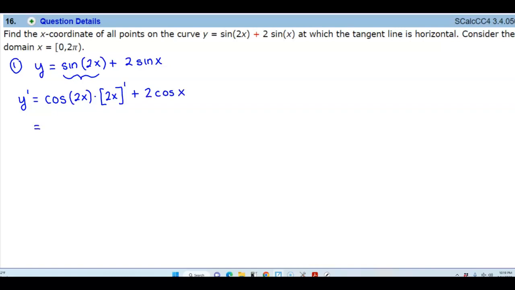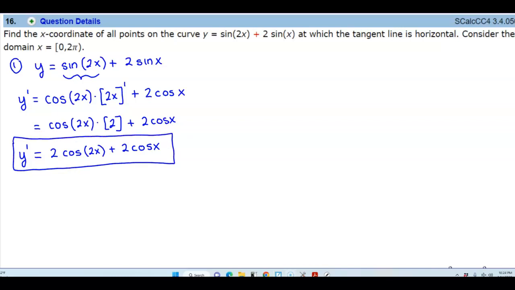Okay, now when we take the derivative of 2x here, we have the cosine of 2x times the derivative of 2x, which is 2, plus 2 times the cosine of x. So ultimately this is going to be 2 times the cosine of 2x plus 2 times the cosine of x. So therefore that's going to represent the derivative of the function.